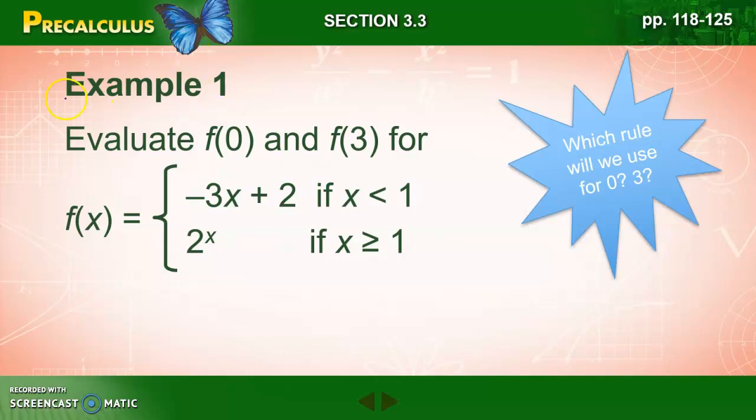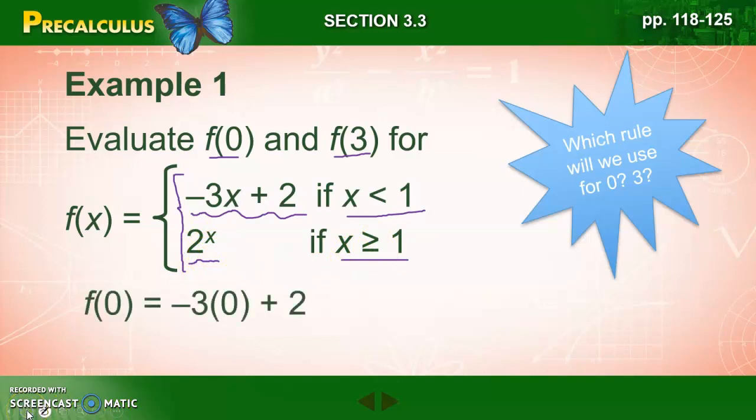You can see that for f of x, we've got two different function rules or equations, depending on the domain. If x is less than 1, then we have to use this function rule, negative 3x plus 2. But if x is greater than or equal to 1, then we have to use this function rule. So think about which function rule we would use for f of 0? Well, hopefully you said 0 is less than 1, so that's the negative 3x plus 2 rule. And f of 3? Well, 3 is greater than or equal to 1, so that's this function rule. So we're using different function rules for piecewise functions.